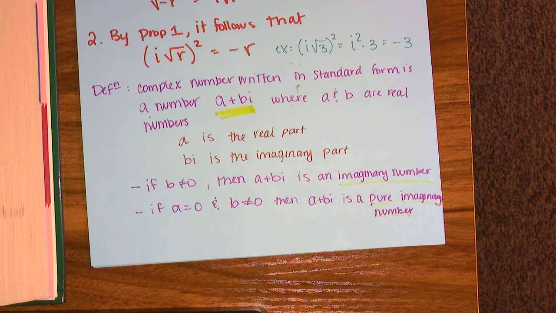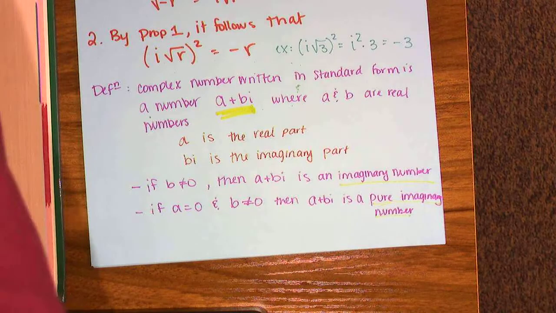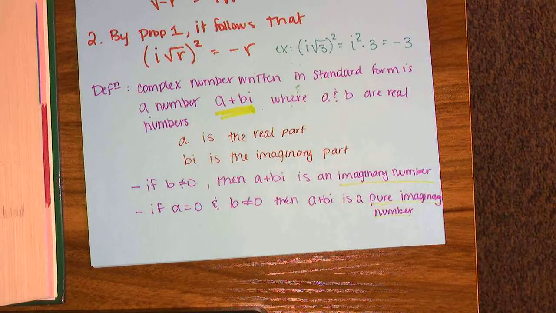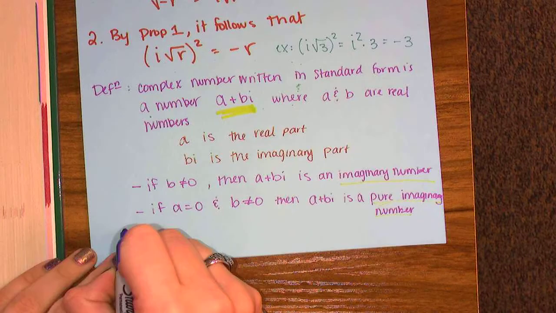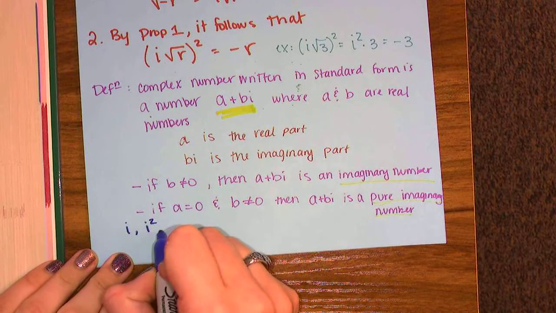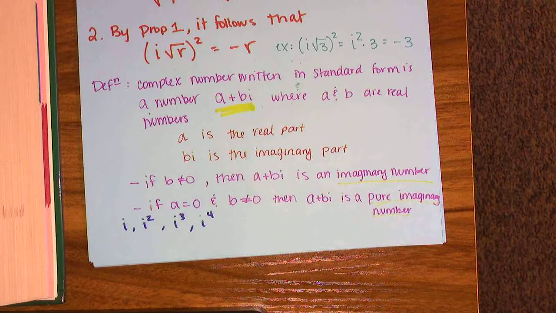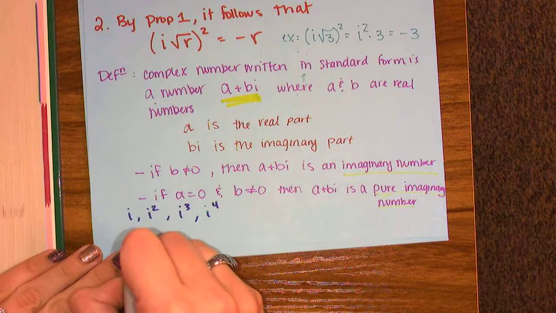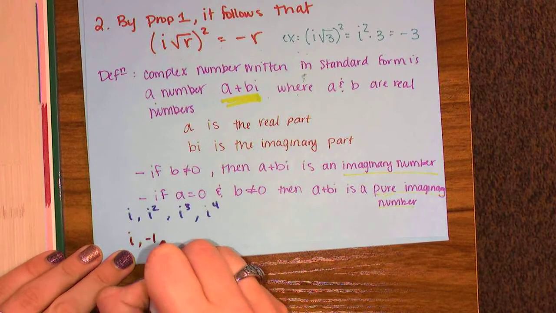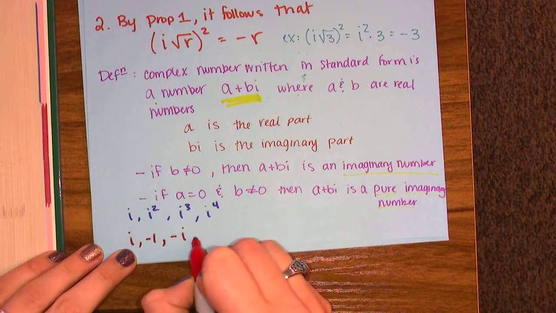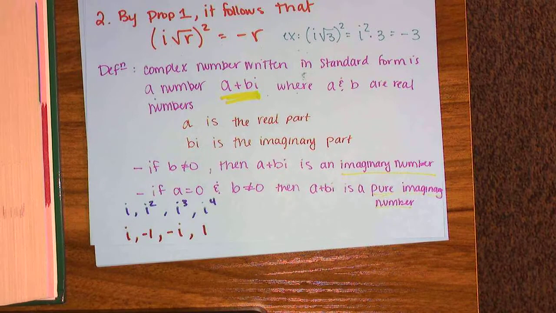Okay, and then an important pattern here that you need to know, okay, it will be important. You have i, i squared, i cubed, i to the 4th. This is equal to i. This is equal to -1. This is equal to -i. This is equal to +1. Okay? So i is equal to i, i squared is -1, i cubed is -i, i to the 4th is 1.